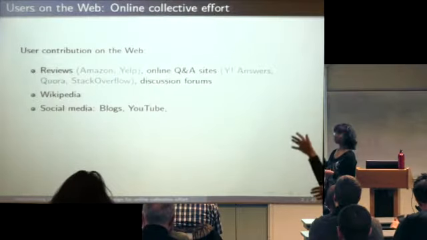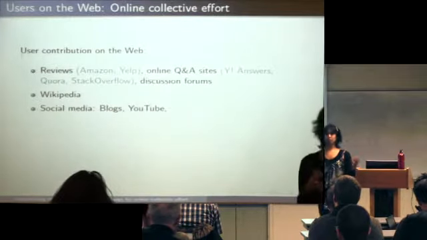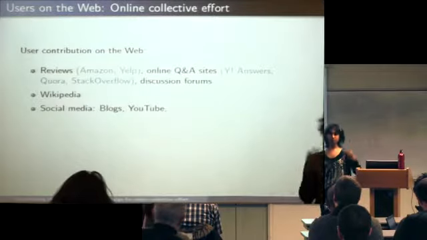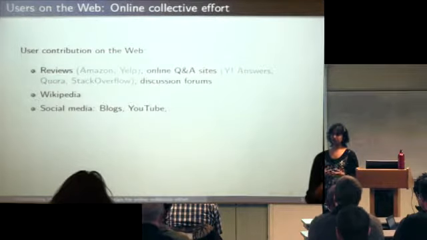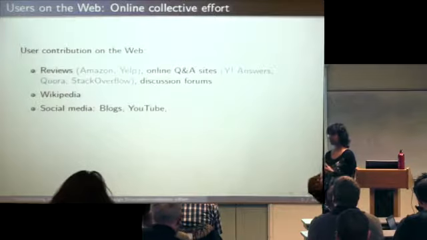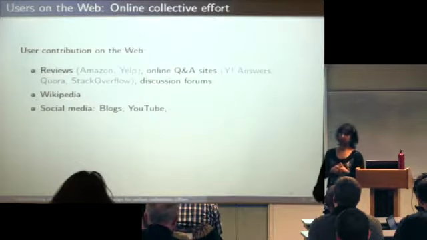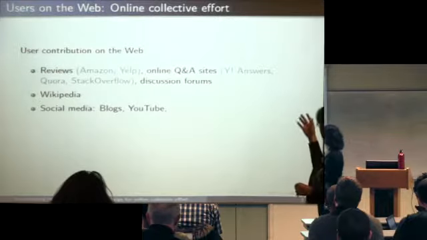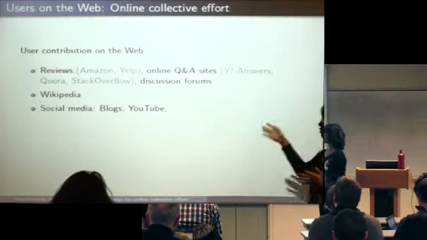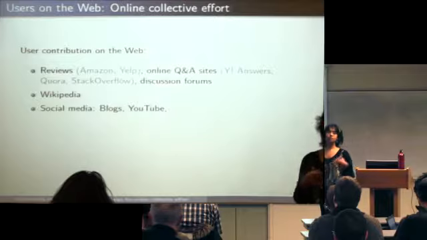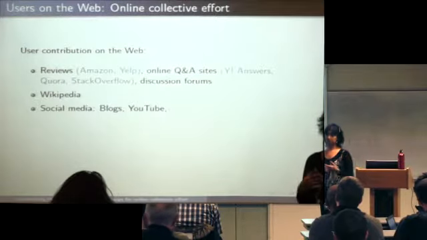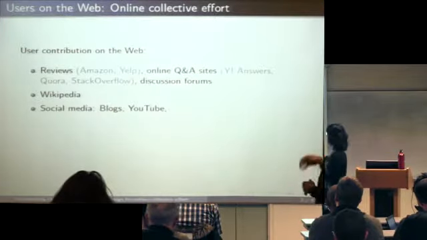They're writing reviews. For example, when you go to Amazon and you're trying to decide what to buy, you typically read through the reviews that have been written by users, and that really helps your decision. When you're trying to decide where to go out to dinner, you probably look at Yelp reviews. There's online question answer sites like Yahoo Answers, Quora, Stack Overflow. Most of the content comes from users who are not paid to produce this stuff. They're just doing it out of interest.